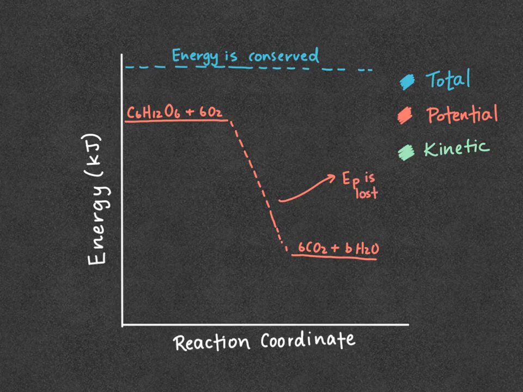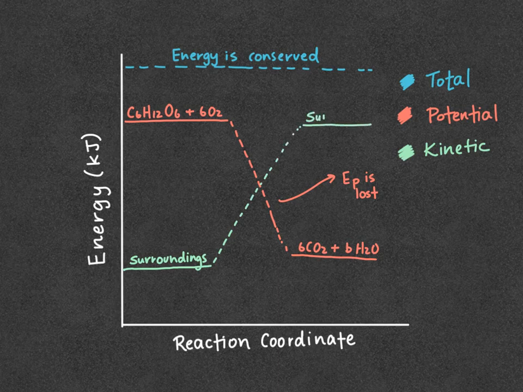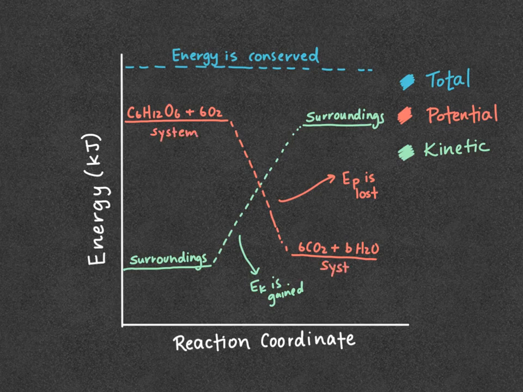Now this loss of potential energy goes into the kinetic energy of our surroundings. So our surroundings start out with some amount of kinetic energy, and as the reaction proceeds, that amount of kinetic energy increases. And so we have a net gain of kinetic energy within our surroundings. So in this scenario, our total energy remains the same, but we're converting from one form within our system. So we're converting from potential in our system to kinetic in our surroundings.